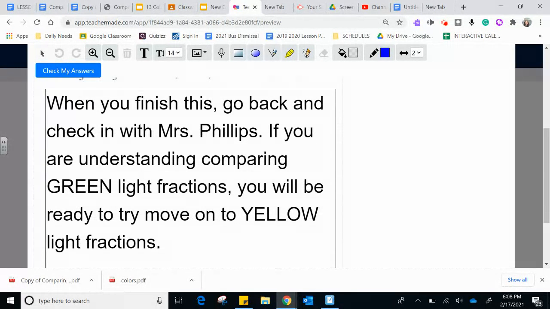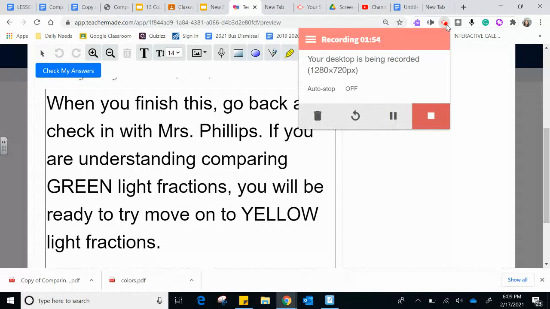When you finish this, you're going to come back into the Zoom meeting and check in with me. I will quickly check to make sure you're ready to move on and watch the quick yellow light fraction video. So that is your task. You got this. Green light fractions mean go.